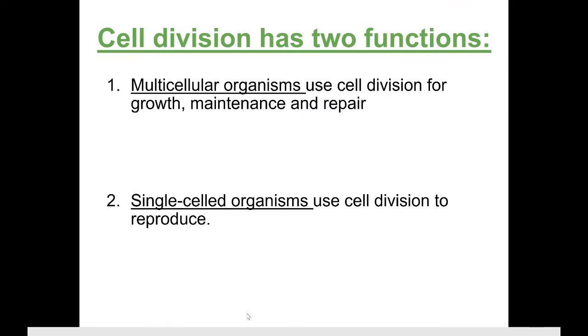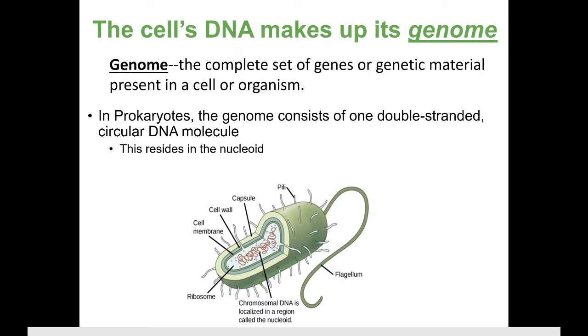Up to this point, we've already talked about what cell division is used for. In multicellular organisms, it is cell division for growth, maintenance, and repair. However, in single-celled organisms, it's just to reproduce. So that's the main function there. Then we talked about the cell's DNA and how it makes up the genome. Just as a reminder, the genome is the complete set of genes or genetic material present in a cell or organism. So basically you take a DNA sample from an organism and you map out its entire genome, and it gives you a really good understanding of how you could, from a genetic standpoint, build an organism.